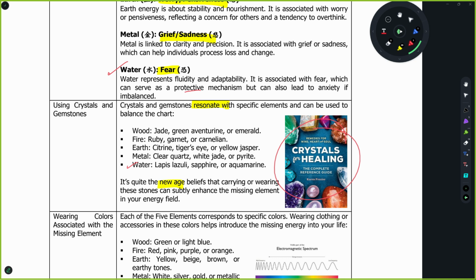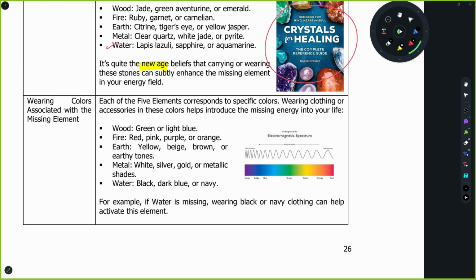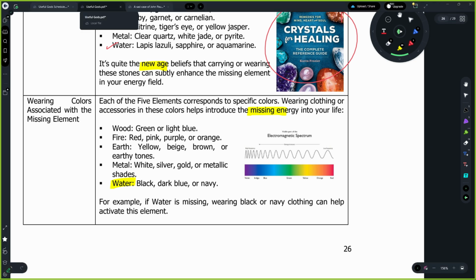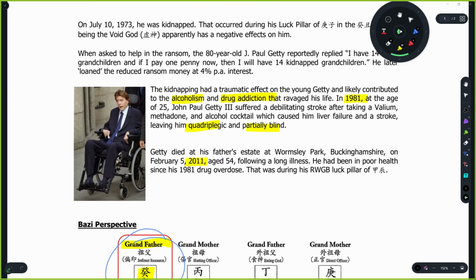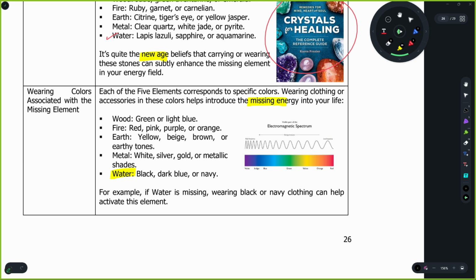Okay, so introducing crystals, and another remedy, colors. Now with colors, we consider that each color is a reflection of a certain frequency. So getting into the correct frequency for your element would also be one way we can introduce your missing energy. Therefore, for John Paul Getty III, blue, black, navy would be the preferred colors for the person. So the person should be into these colors and not into the other colors. So blue, black, and so on. Maybe something along those lines as a remedy as well.